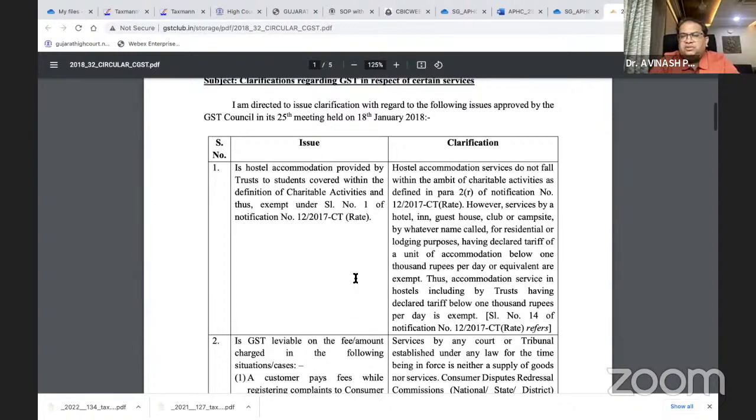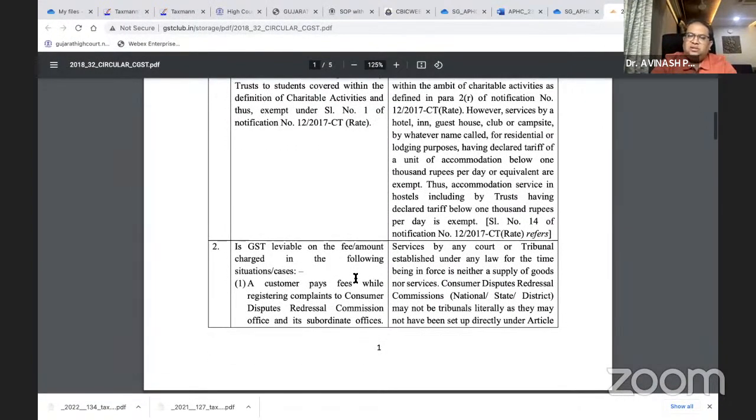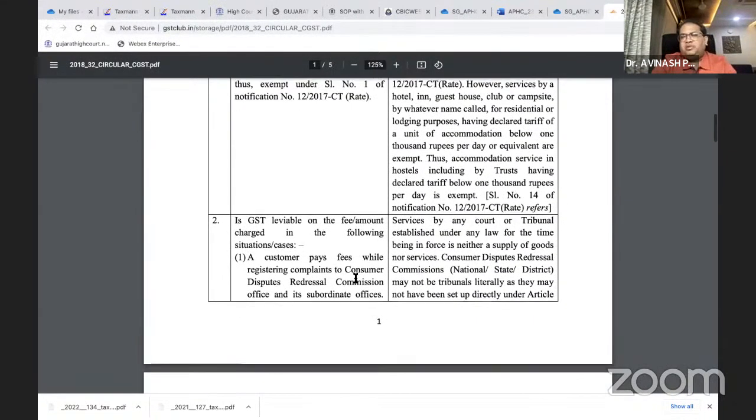Hostel accommodation services do not fall within the ambit of charitable activities as defined in para 2 clause R of notification 12/2017. However, services by a hotel, inn, guest house, club or campsite by whatever name called for residential or lodging purposes having declared tariff of a unit of accommodation below 1000 rupees per day or equivalent are exempt. Thus, accommodation service in hostels, including by trust, having declared tariff below 1000 rupees per day is exempt.